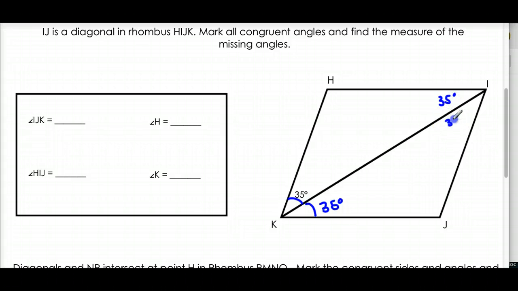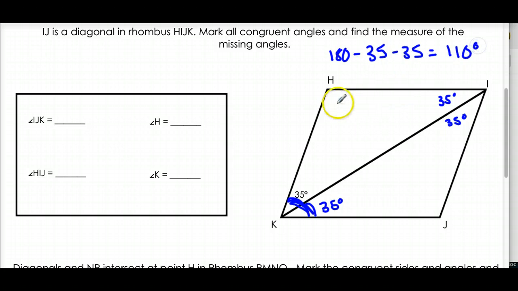All right. Now what I'm trying to do is find out what H is. And the way to do it is this. I know that 180 minus the whole angle K, because these two are supplementary, will tell me what angle H is. So if I do 180 degrees and subtract these two, which add up to the whole angle K, that will tell me what H is. So 180 minus 70 gives me 110 degrees. So H is 110 degrees.